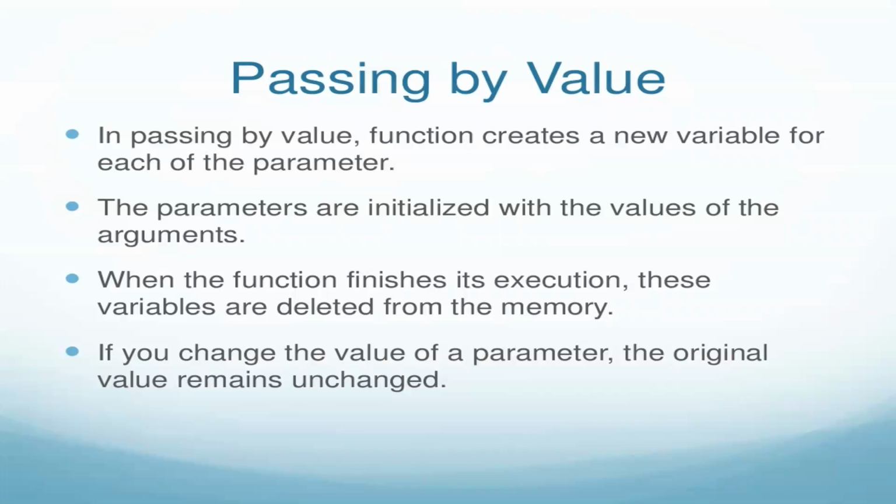Now when passing by value, this is the whole story. Like I said, it creates a new variable for each parameter. Like in the previous one, the parameters are initialized with the values of the arguments. Whatever value num1 sends to A, A will have that value. Whatever value num2 sends to B, B will have that value. That means it gets initialized with the arguments that are passed on through the parameters.